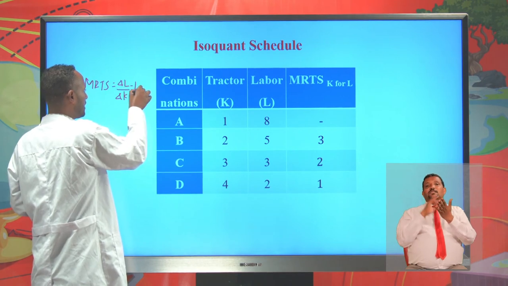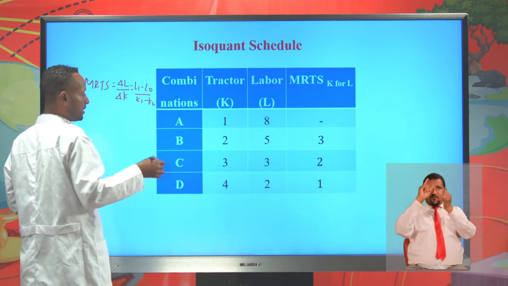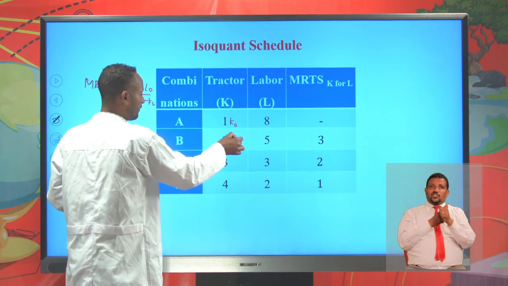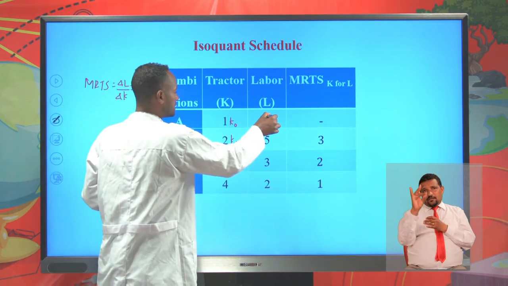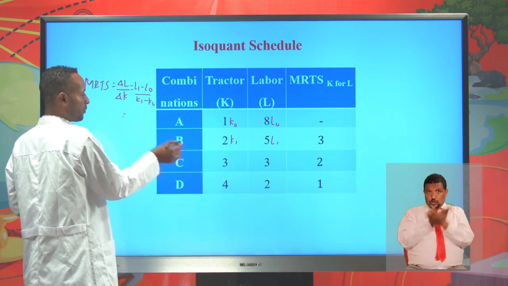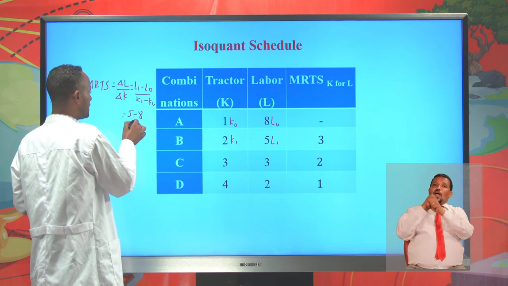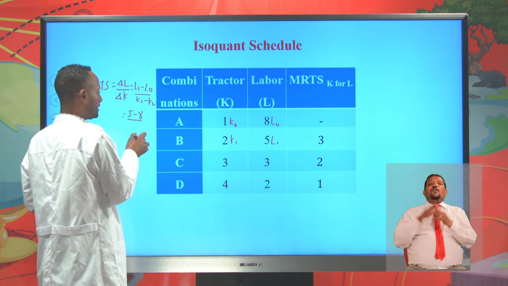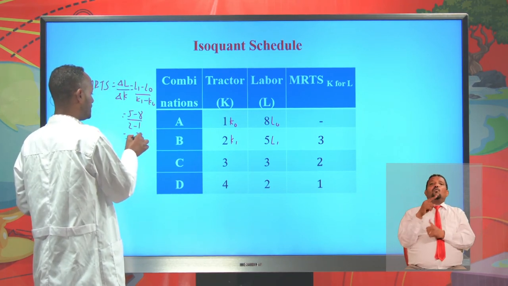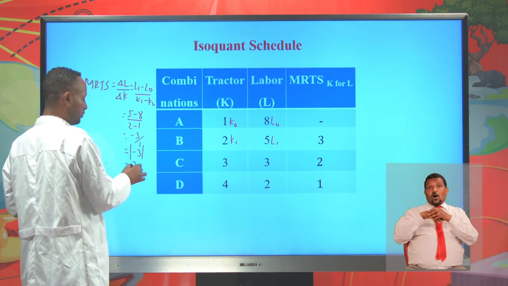And this is labor final minus labor initial divided by capital final minus capital initial. Now let's take this one as capital initial and this two as capital final. Let's take this 8 as labor initial and this 5 as labor final. Then when we substitute this information in this formula, labor final is 5 minus labor initial 8, divided by capital final 2 minus capital initial 1, which is minus 3 divided by 1, and then we get minus 3. When we take the absolute value, we get 3.